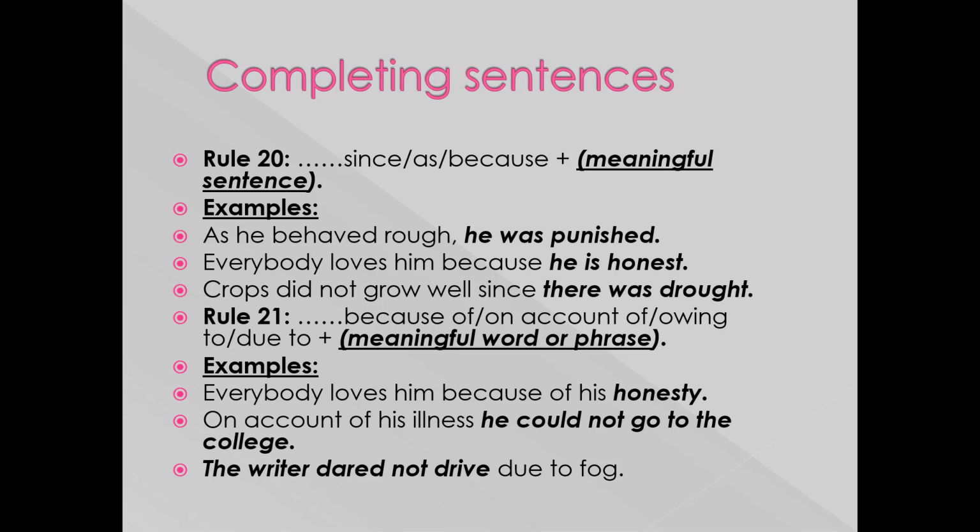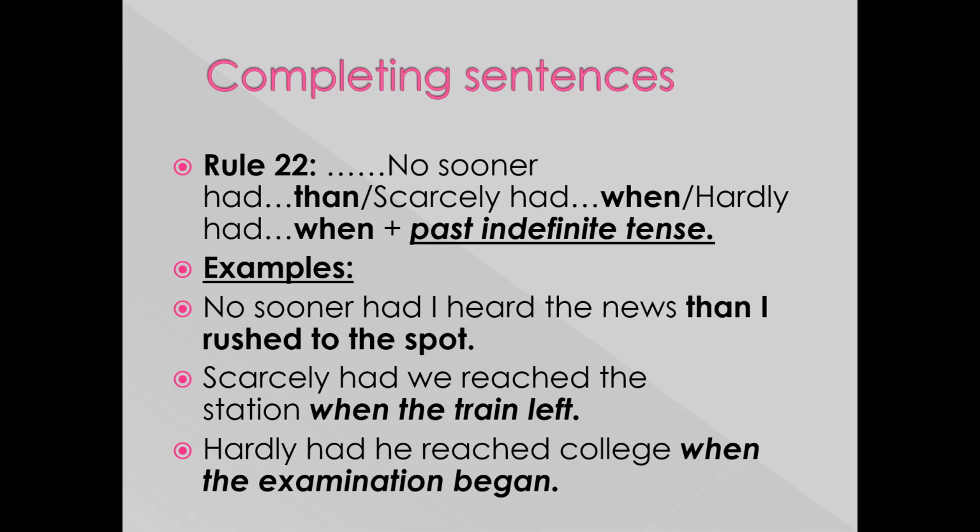If you get no sooner had in the beginning of a sentence, then remember you have to use than in the middle as a conjunction. It is than, T-H-A-N, not then, T-H-E-N, of course. So no sooner had, some words you will get, and then than in the middle. And sometimes you can also get scarcely had in the beginning of a sentence, and in that case you have to use when in the middle as a conjunction.